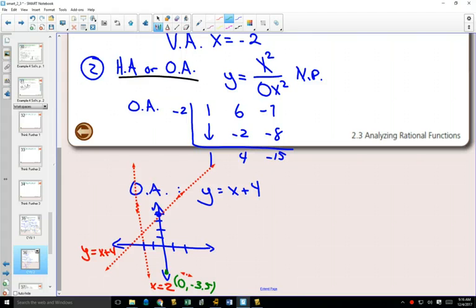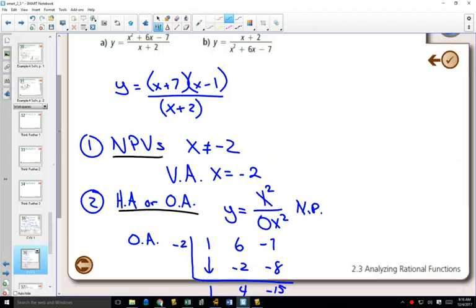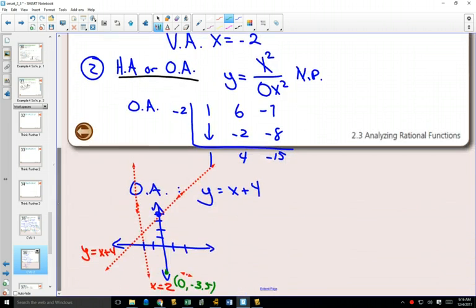If I want to find my x-intercepts, my function is nicely factored. Remember, an x-intercept is when you plug in 0 for y, and the only time that a fraction is ever equal to 0 is if the numerator is equal to 0. Since it's factored, when can the numerator equal 0? At negative 7 and 1. So if I put those points on here, I would have (1, 0) and (negative 7, 0).